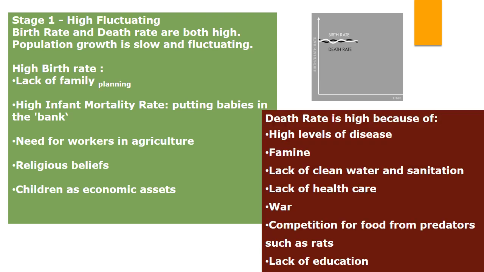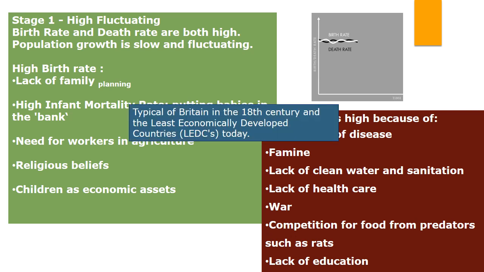What is the reason for the high death rate in that period? High level of diseases at that time. There was no proper technology, and medication was not improved in that period. A lot of famines, lack of clean water and sanitation, lack of health care, and most of the time we had wars, competition for food from predators such as rats, and lack of education and awareness.